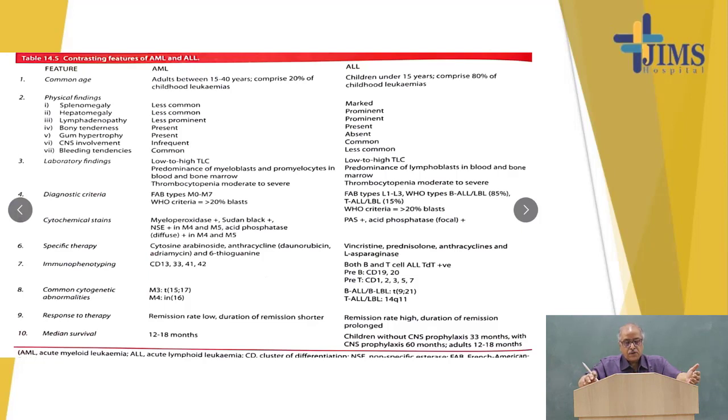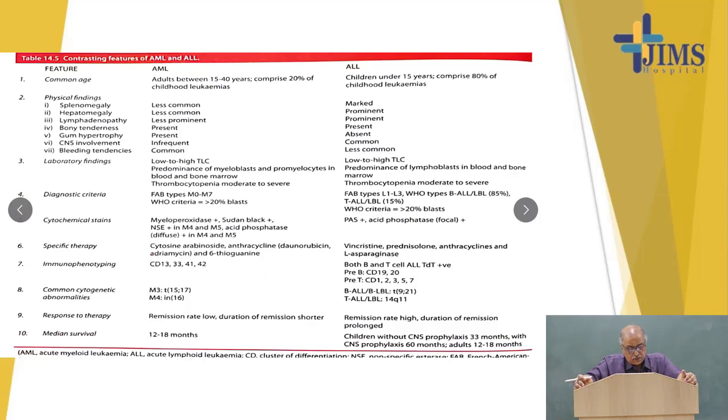In the peripheral blood, if it is a lymphoid malignancy, lymphoid leukemia, then you have to differentiate whether it is B or T side. For this you have to do immunophenotyping.